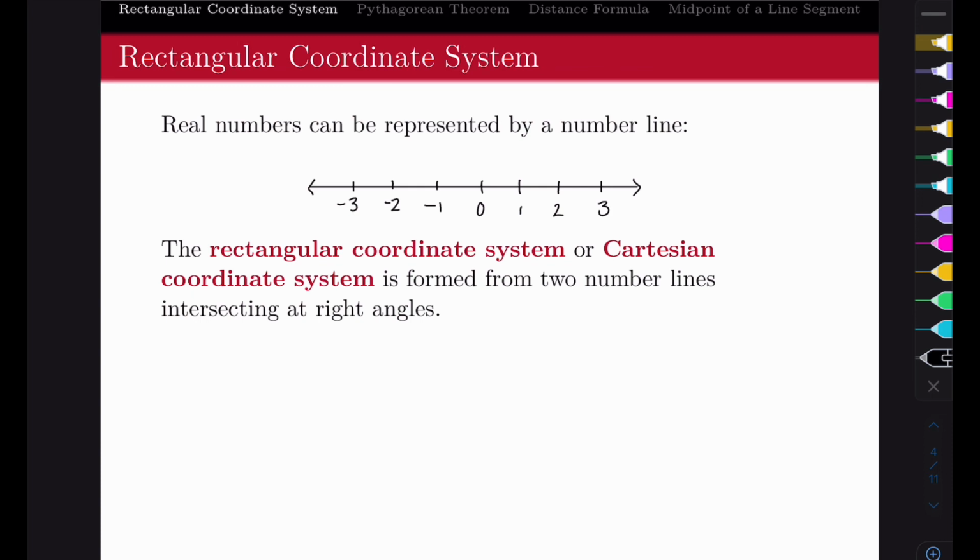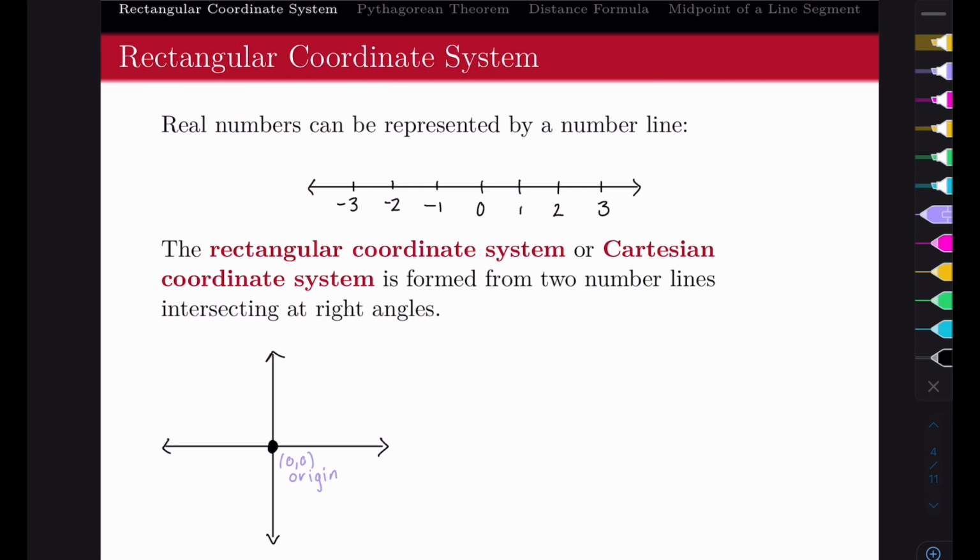Our rectangular coordinate system, another phrase you might hear is the Cartesian coordinate system, is just formed from two number lines that intersect at a right angle. We have one number line that is going straight across, and then we have another line that's going vertically. They meet at the center point, which is going to be called our origin.